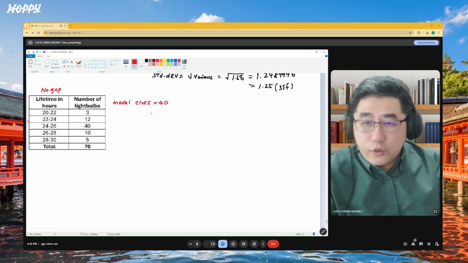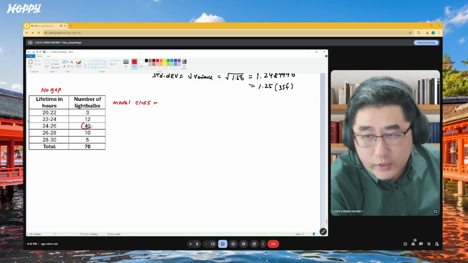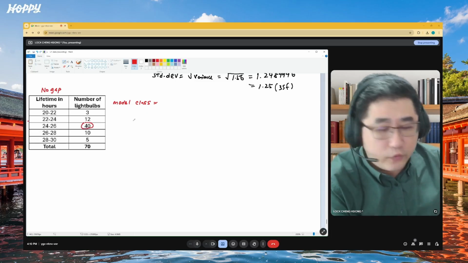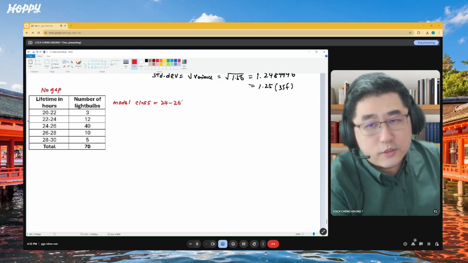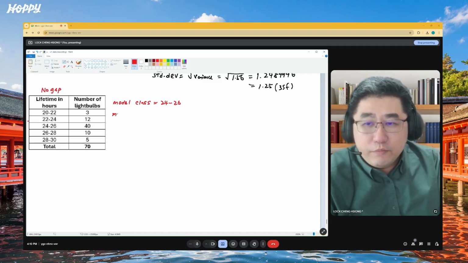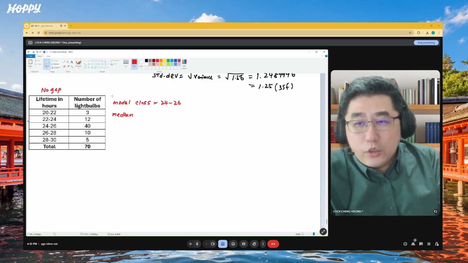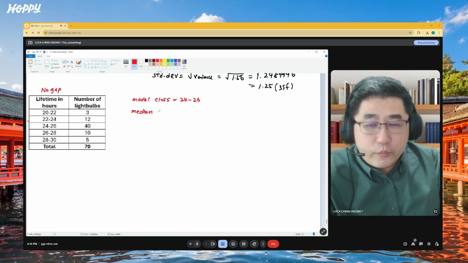So we can see this is the highest frequency. The group is 24 to 26. That will be our modal class. After that, we will have our median. In order to do our median, we will need some information from the formula given above.